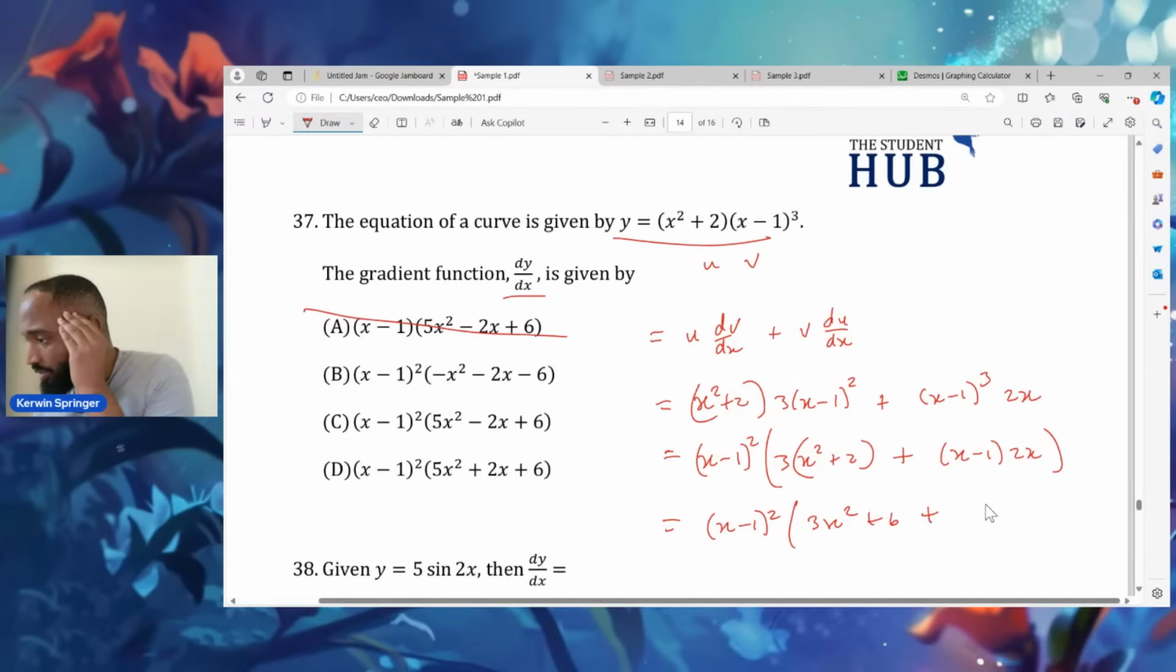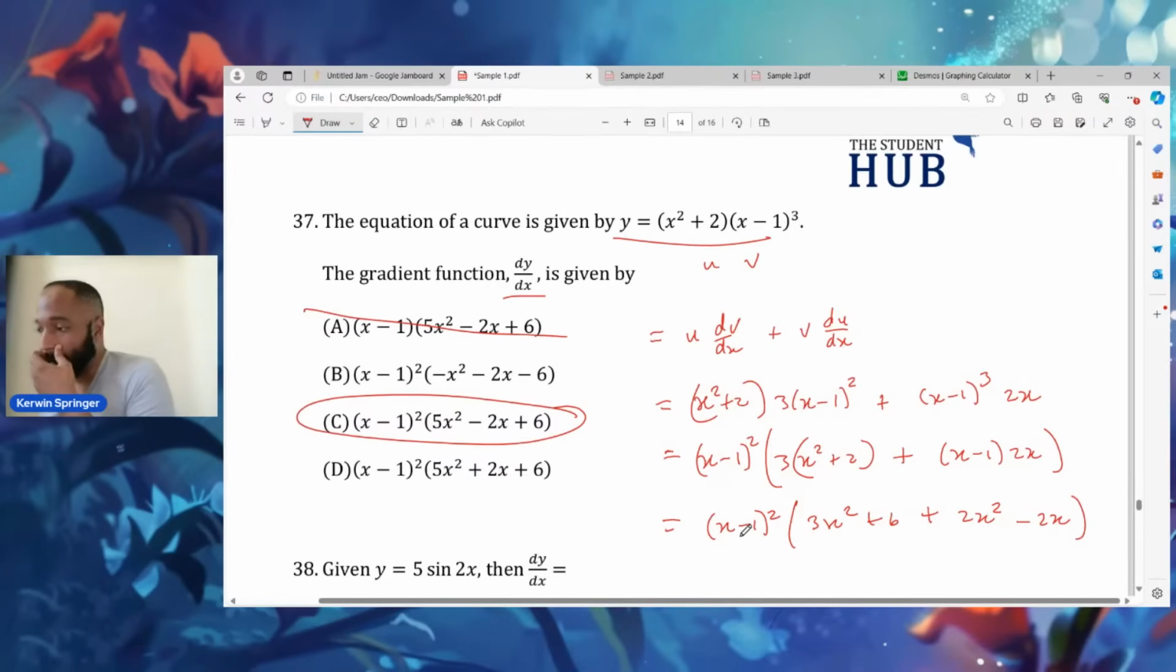This is the longest question we've done so far. And I have 2x squared minus 2x. I had to go through the whole question to get that it's going to be C. So x minus 1 squared, 3x squared plus 2x squared will be 5x squared, then minus 2x plus 6.